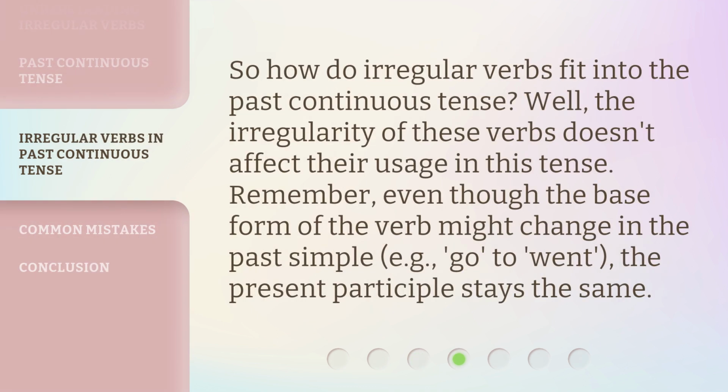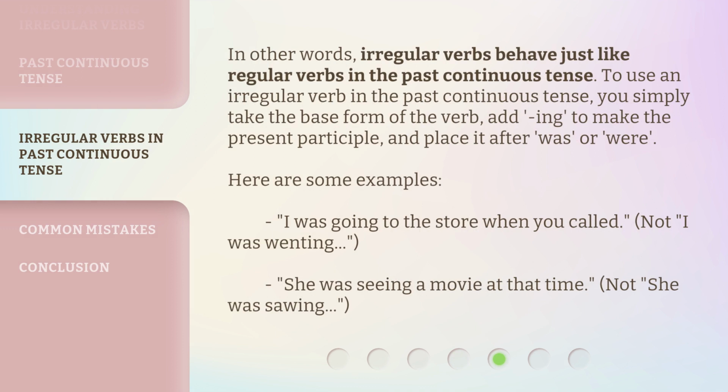So how do irregular verbs fit into the past continuous tense? Well, the irregularity of these verbs doesn't affect their usage in this tense. Remember, even though the base form of the verb might change in the past simple, e.g., go to went, the present participle stays the same. In other words, irregular verbs behave just like regular verbs in the past continuous tense.